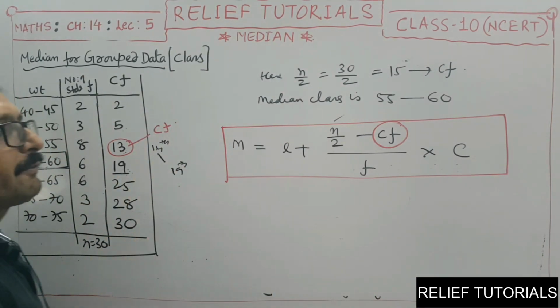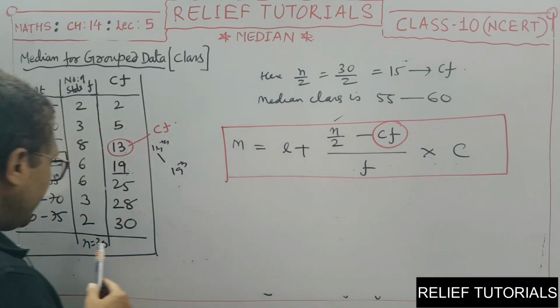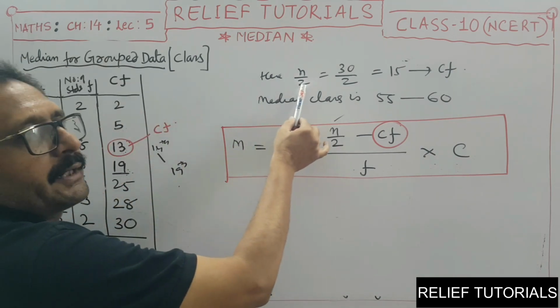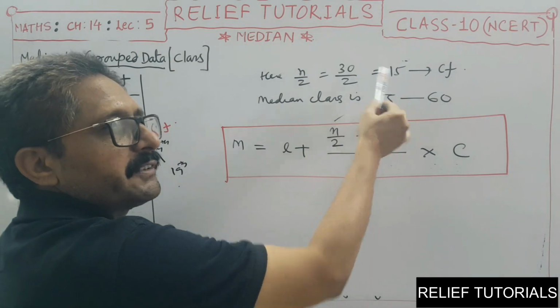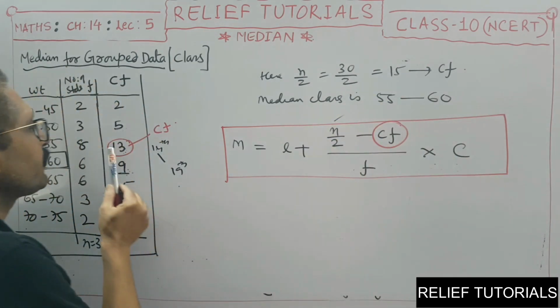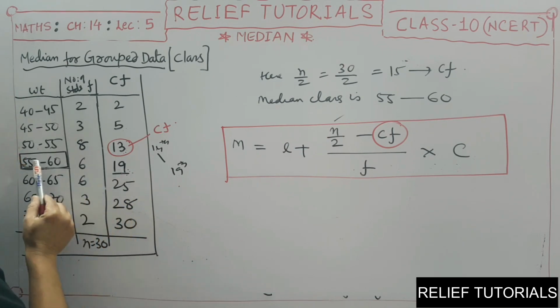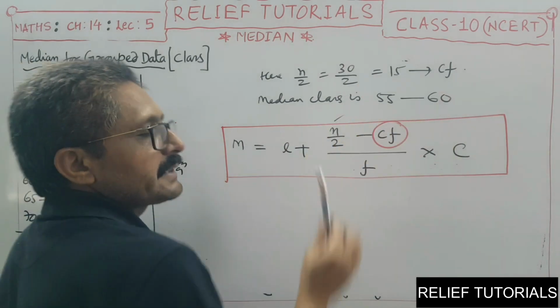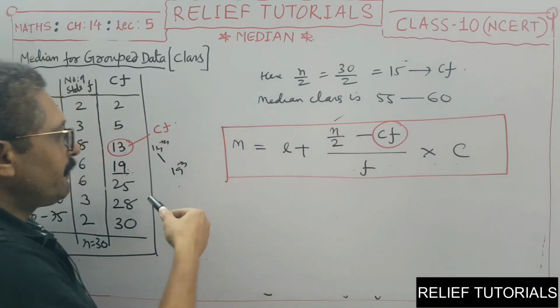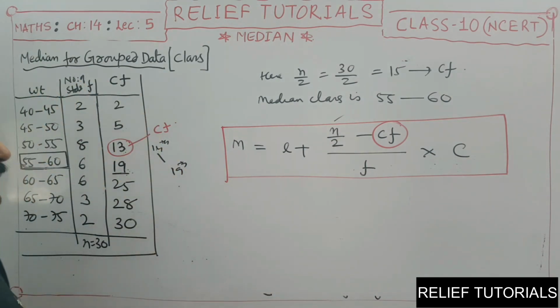So now we will find median. n is 30. 30 by 2, 15. 15 हम कहाँ देखेंगे? अगेंस्ट cumulative frequency, तो 15 इसमें आएगा, 14 to 15. So median class है 55 to 60. Now we will find median for this problem.